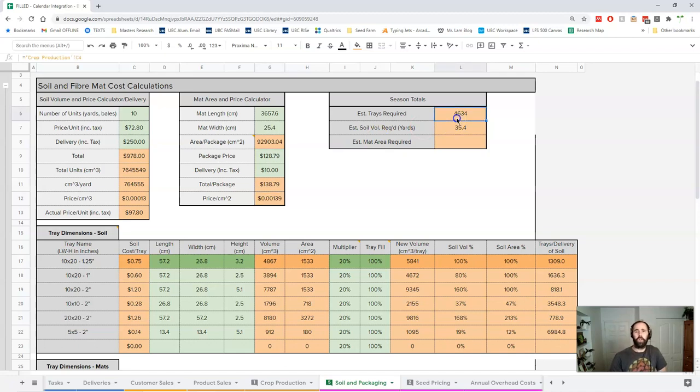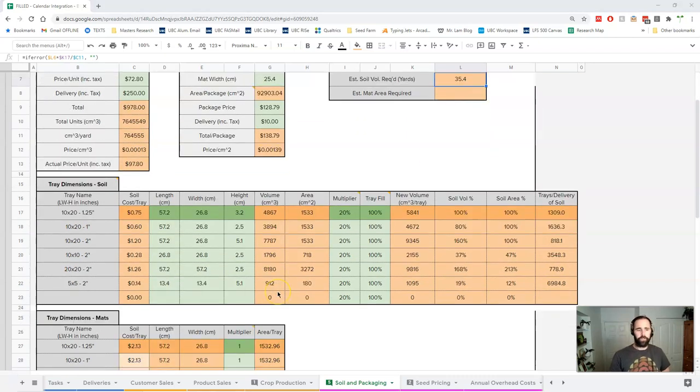And then in here, basically from our earlier things, we had an estimation of the number of trays we were going to sow. This tells you the amount of soil you're going to need, and this will tell you how much area of mat you need. I just need to put that formula back in. So you can see throughout the season, I'm going to need about 35 yards of soil. So I need to start thinking about that, because that's going to have a significant cost over time.